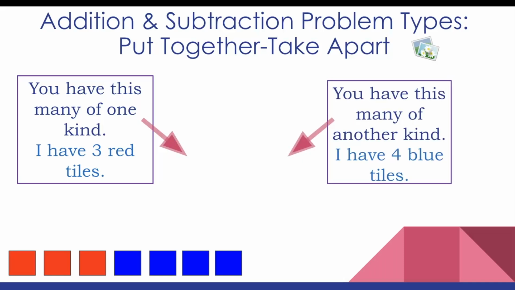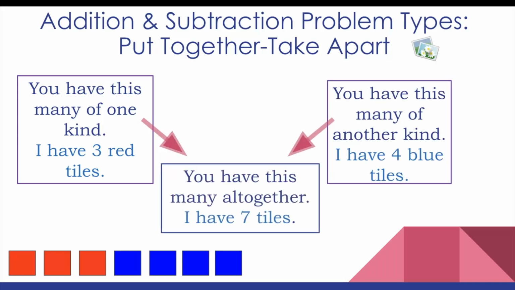In this example, we have 3 red tiles and 4 blue tiles. Altogether, I have 7 tiles. Notice that neither the red nor blue came first. There is no action of the group being added. Again, any part of this situation can be unknown.